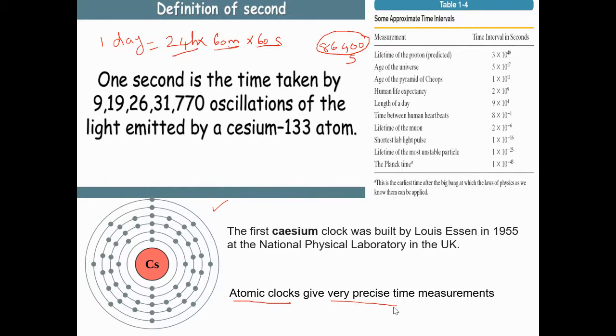So here they are using the cesium-133 atom. You can see the atom. There are many orbits. You can see the outermost orbit. This is our outermost orbit. In the outermost orbit, how many electrons do you have?